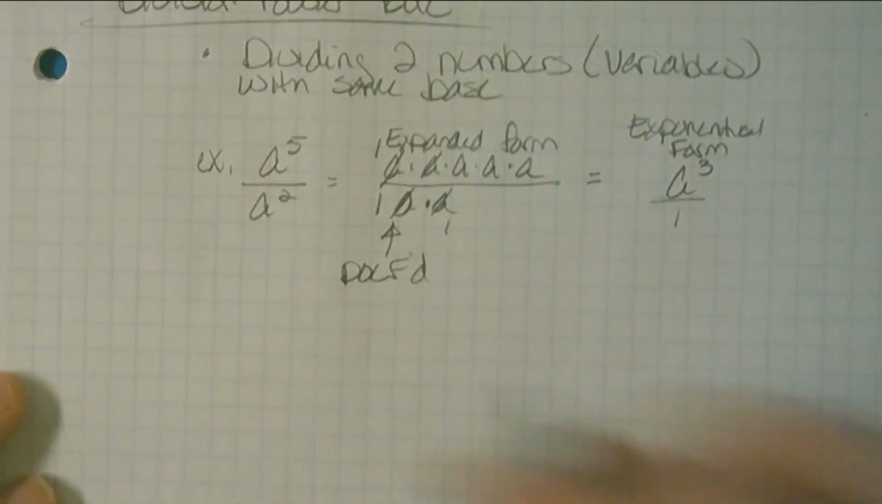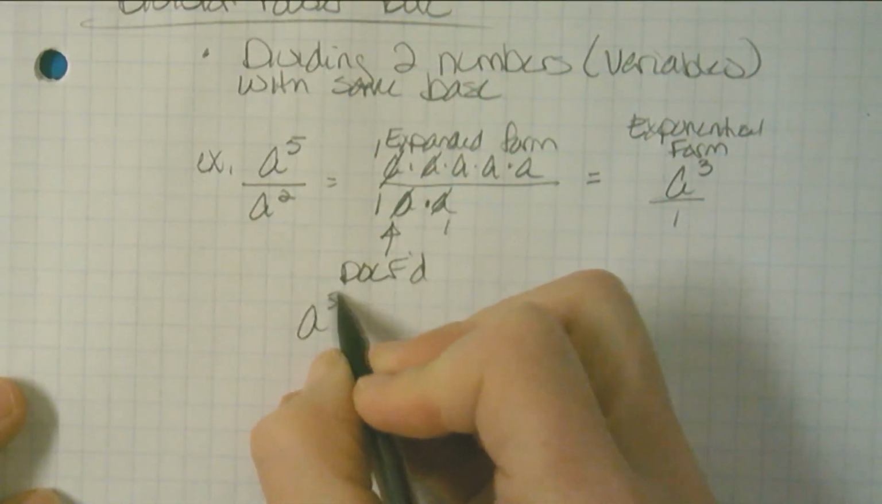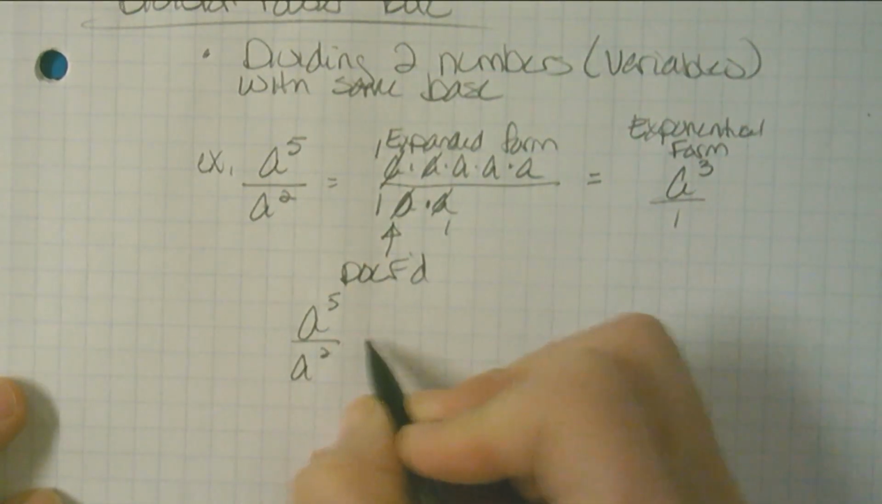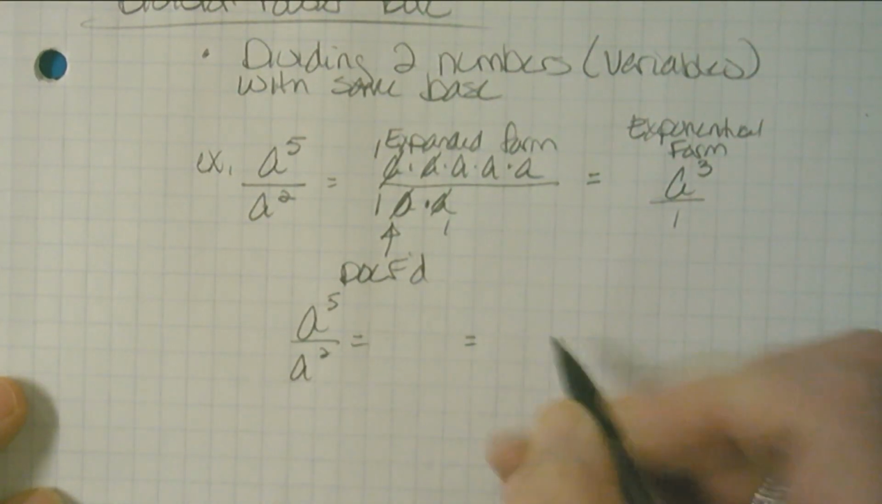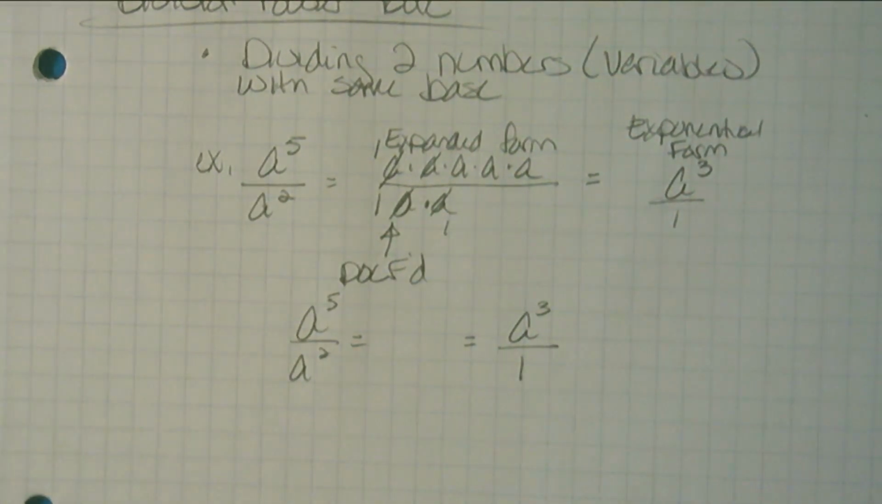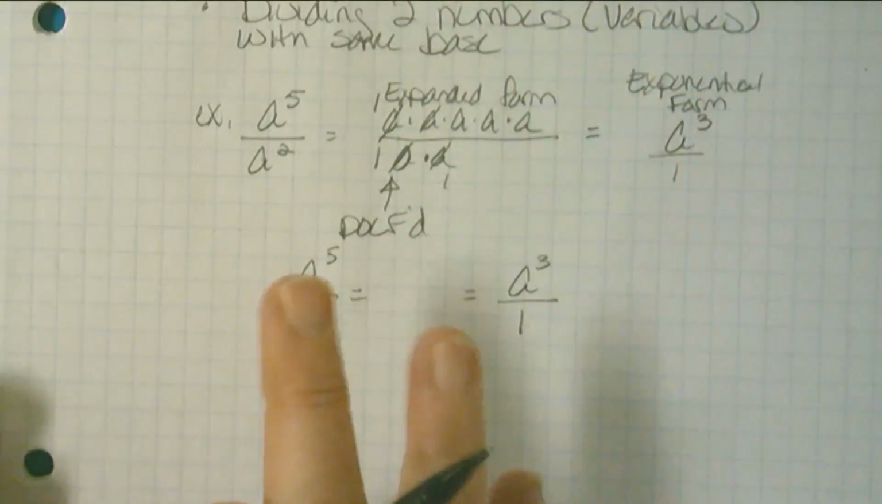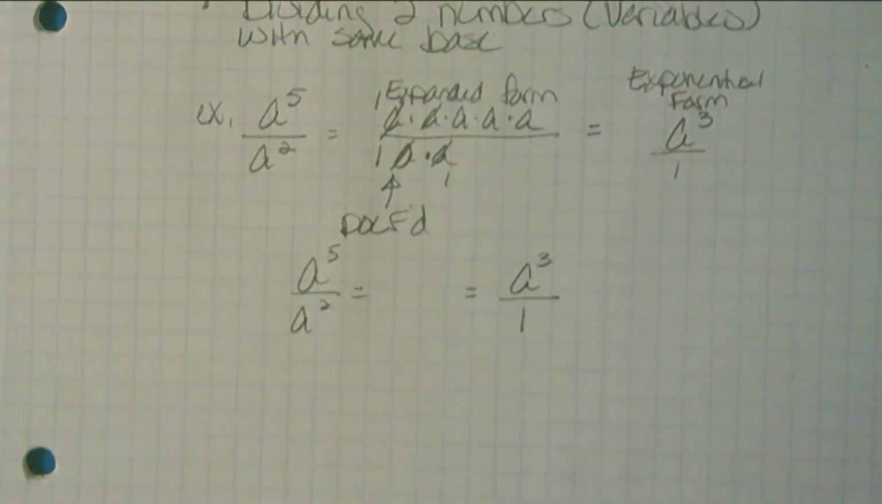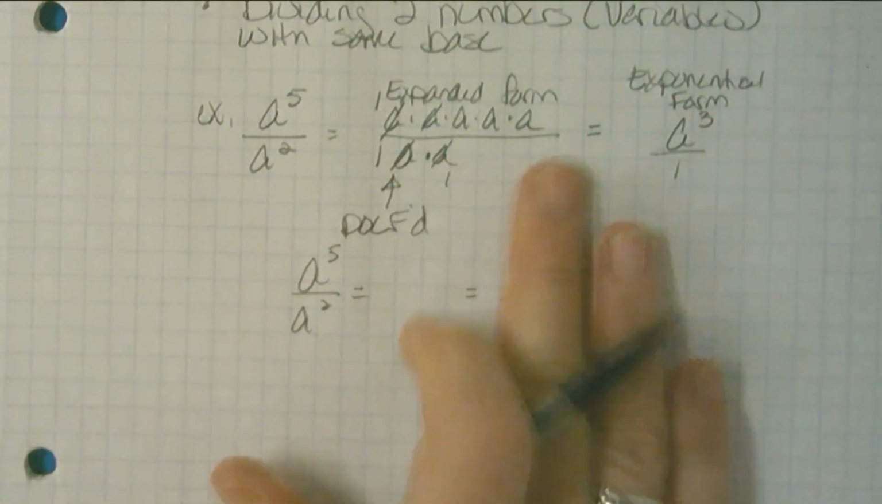All right, so what that means is a to the 5th divided by a squared is equal to a to the 3rd over 1. What did we do with our exponents? What did we do with our base? To get from here to here.